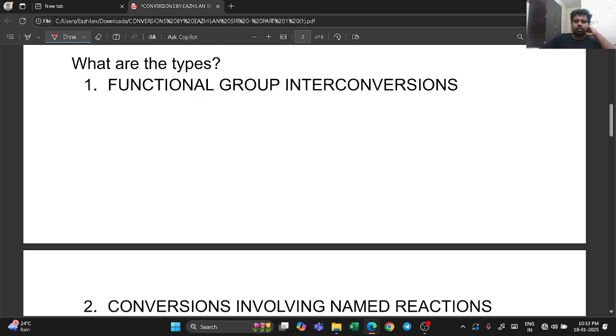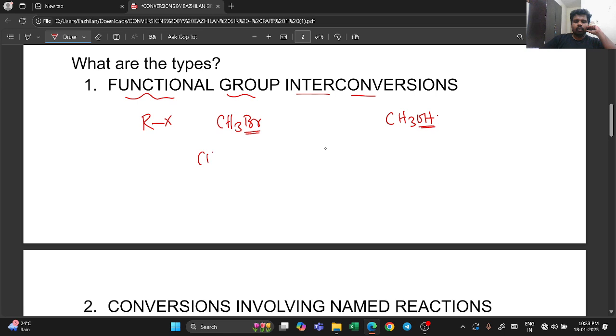The first type of conversions expected is functional group interconversions. They may be giving you an alkyl halide, for example bromomethane, and asking you to prepare methanol, CH3OH. This is what we call a functional group interconversion. Here we are converting the halide functional group to an alcohol. Such questions involving functional group transformation may be asked.